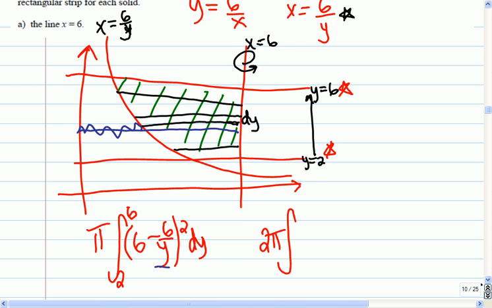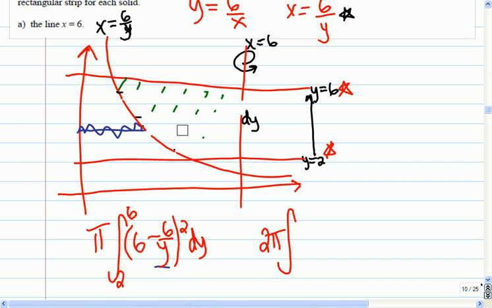If I was to do the shell method, let's see here. Just clear some of this so I can come up with the shells. Okay, so if I was to do the shells, they're going to go parallel, which means I need to know where this curve intersects. So when y equals 2, that means x equals 3, I believe, here. Those of you who did the shell method, is that correct? If y equals 2, I think x equals 3 is this intersection.